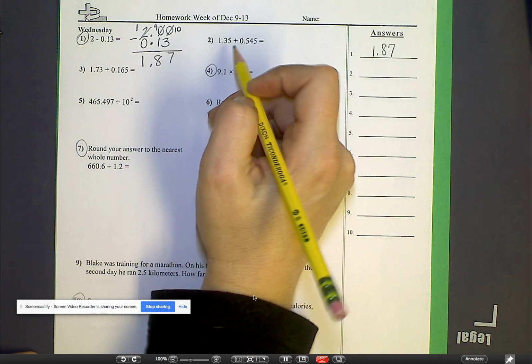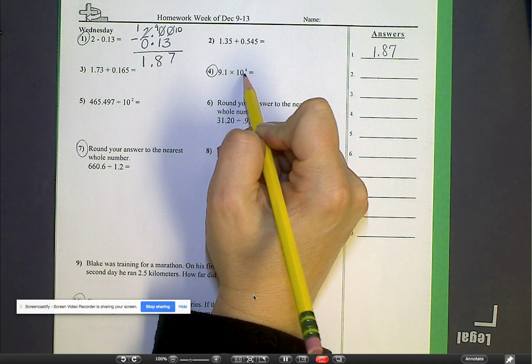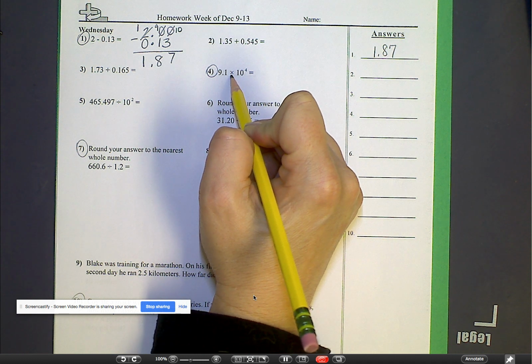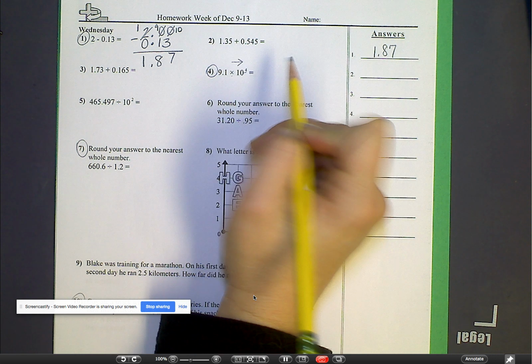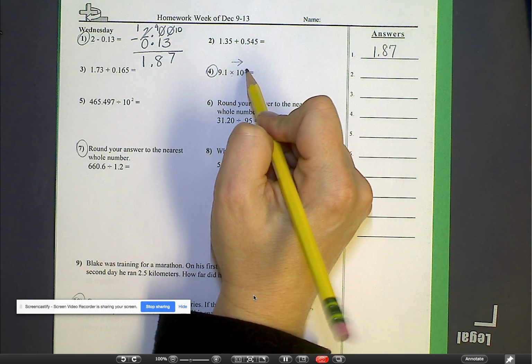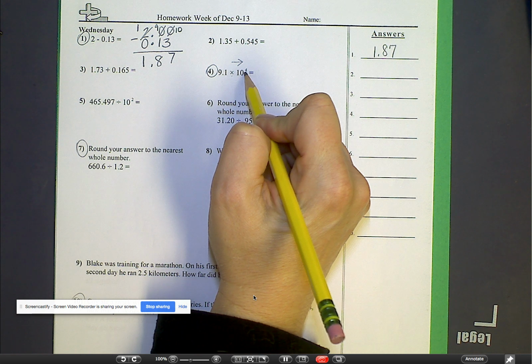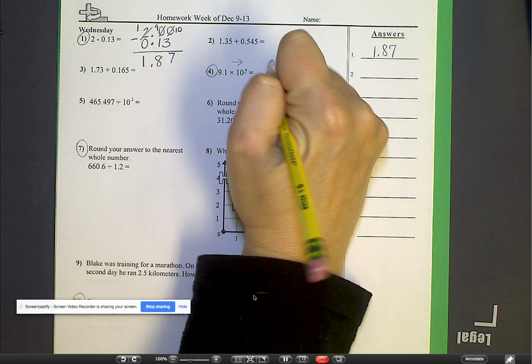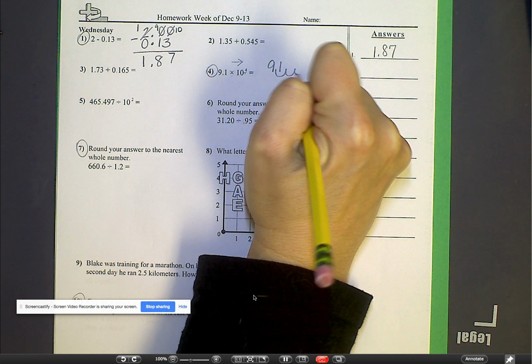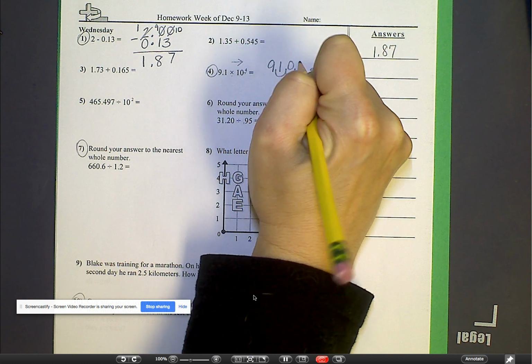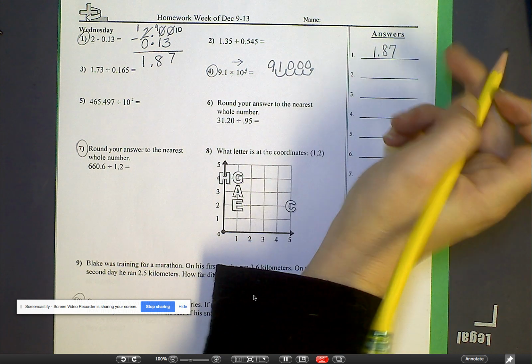All right, number 4, I have 9 and 1/10 times 10 to the 4th. Well, I know that if it's times, I'm moving my decimal to the right. And this 4, when it's 10 to the whatever power, that's going to tell me how many places to move to the right. So I have 9 and 1/10, and I'm going to move it 4 places to the right. 1, 2, 3, 4. So I'm going to go ahead and fill that in with zeros. And then there's my decimal.